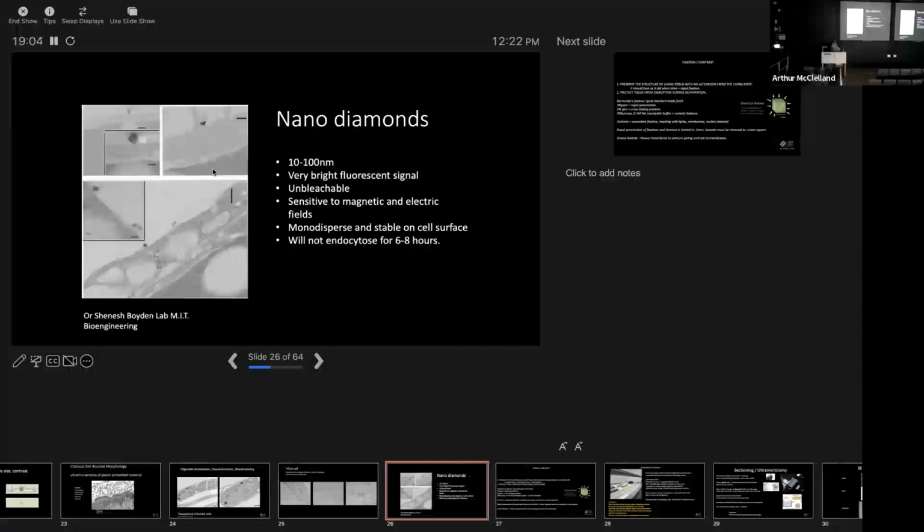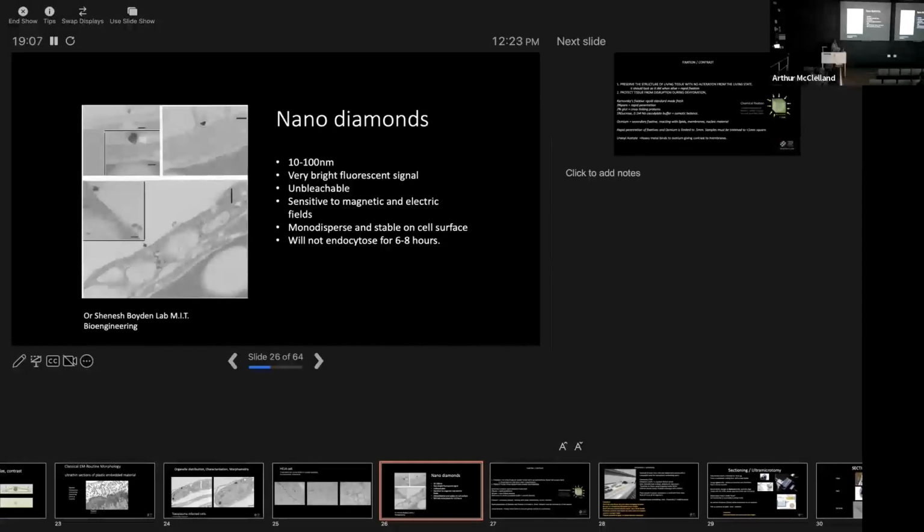For biomaterials, another example, this group had created nanodiamonds. They are 1 to 10 nanometers, or 10 to 100 nanometers, with very bright fluorescent signals, unbleachable. So they had the light microscopy of these, but they wanted to show that they were actually the nanodiamonds that were lining up along the cell. So we needed to do EM because they're so small, you wouldn't see them otherwise. So that's another absolute necessity for electron microscopy.